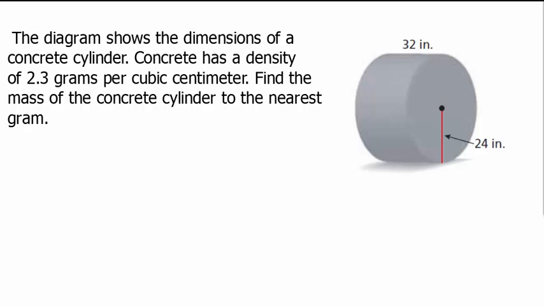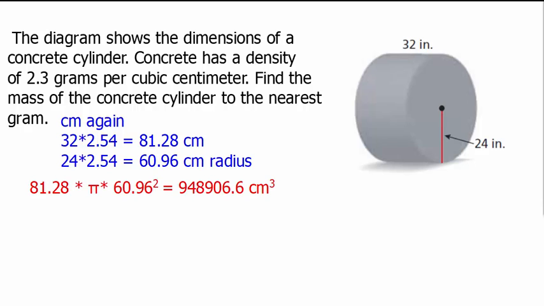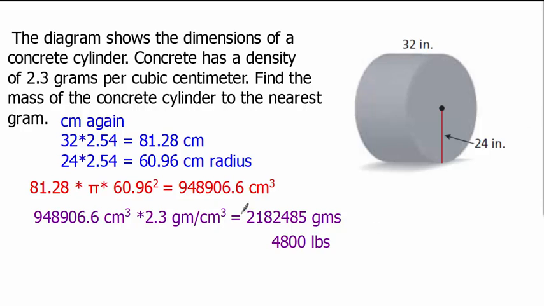Here we have a cylinder that's made out of concrete. And we have the concrete density, so same type of thing. We're going to convert to centimeters. Then we take that to find the volume equation. The volume for a cylinder includes pi r squared. R squared occurs first, so we have a fairly large number here. And then multiply that by grams, so that centimeters cancels out, and we're left with 2,182,485 grams.